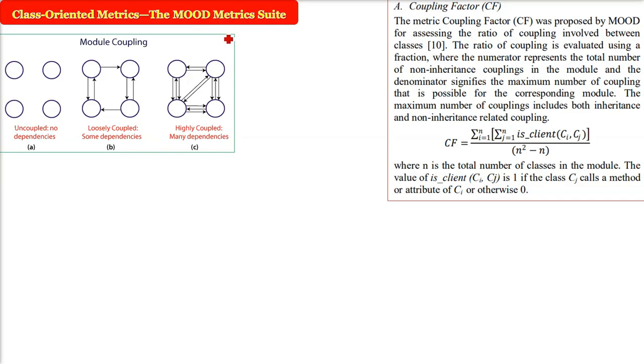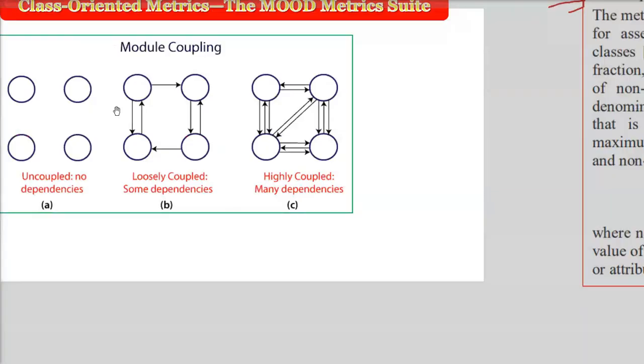In this MOOD metrics suite, we have the coupling factor. The metrics suite has 6 of them. So we are taking one of them, which is coupling factor. This metric, coupling factor, was proposed by MOOD, and this is actually a ratio.